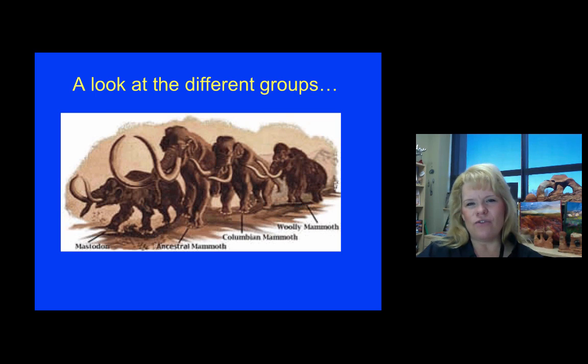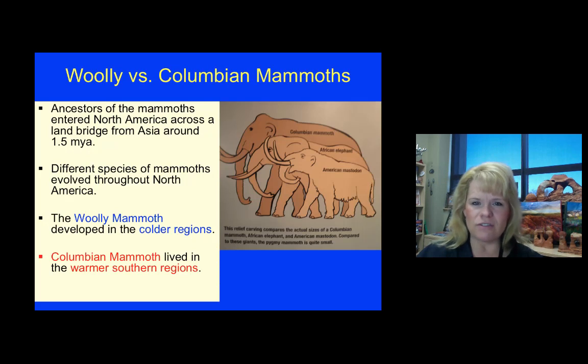So let's look at another famous group of animals, which I think is one of the most important groups, which is the elephants. You've got to remember that mammoths and mastodons are all forms of elephants. And so we're going to look at some of the early versions of elephants, and we're going to talk about the difference between woolly and Columbian mammoths.